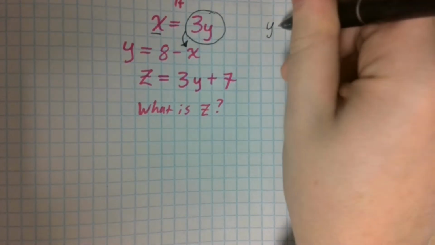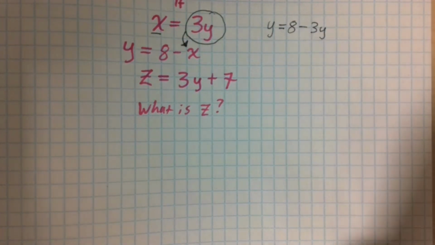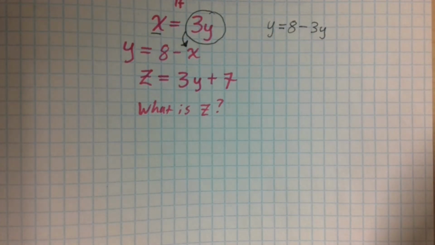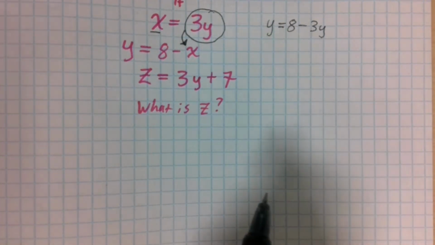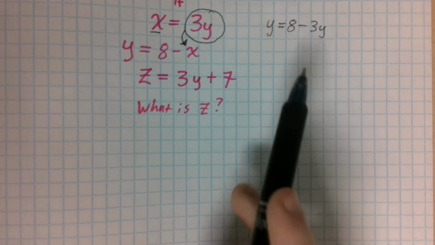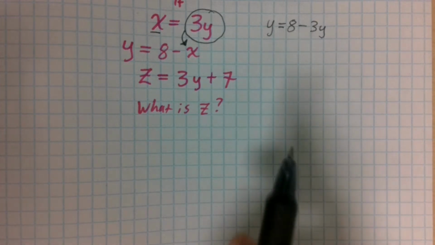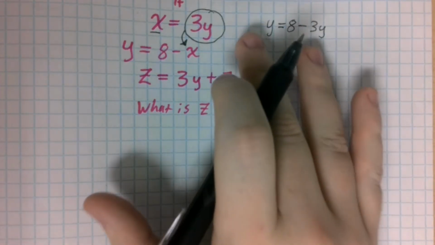y equals 8 minus 3y. But look at what this did. It made it so there's only one type of variable we're talking about. We're only talking about y now. So can we solve for y? We can, but we have to get all of our y's together before we do anything. So how do we bring these y's onto the same side?